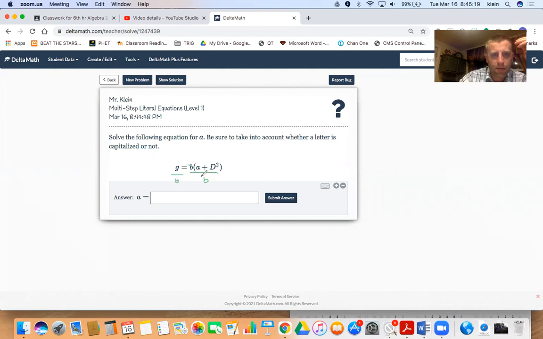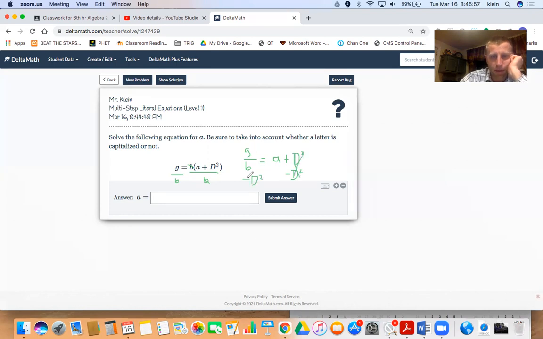That will cancel this out. So now I've got g over b equals, now I can get rid of the parentheses because there's nothing outside the parentheses. A plus d squared, capital D squared. I'm trying to solve for a. Okay, now this is added on to the a, so the way to cancel that off is to minus it, not divide, right? Because it's added. We want to just do the opposite, so minus off of d, capital D squared. Okay, that will get it solved down for a.